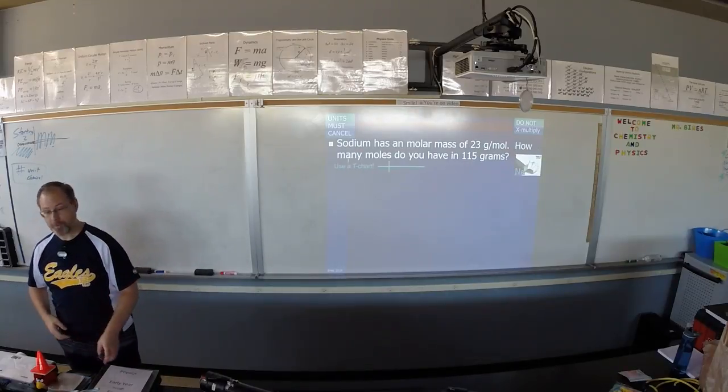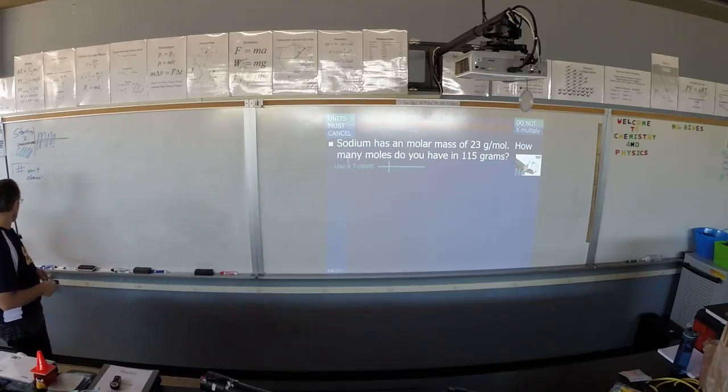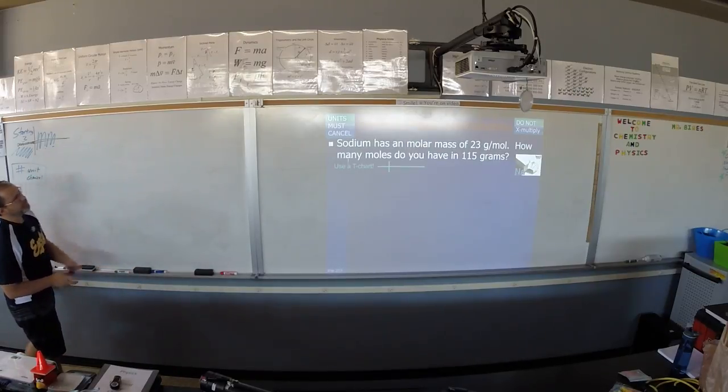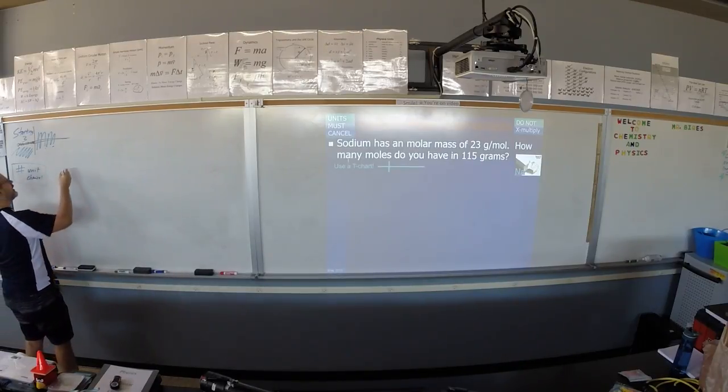Okay. So here's our first example. Just walk through it with me. Here we go. Sodium has a molar mass of 23 grams per mole. Hey, we didn't have to look at the periodic table. It told us what it is. How many moles do you have in 115 grams?